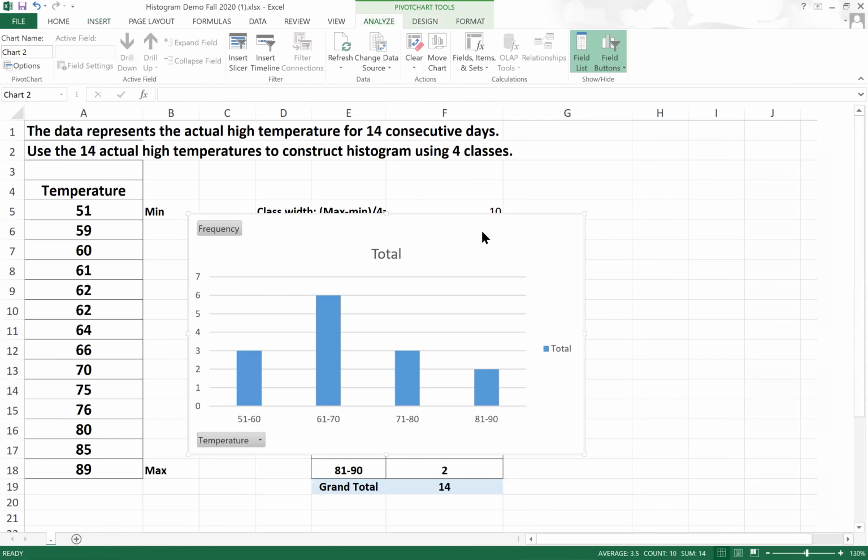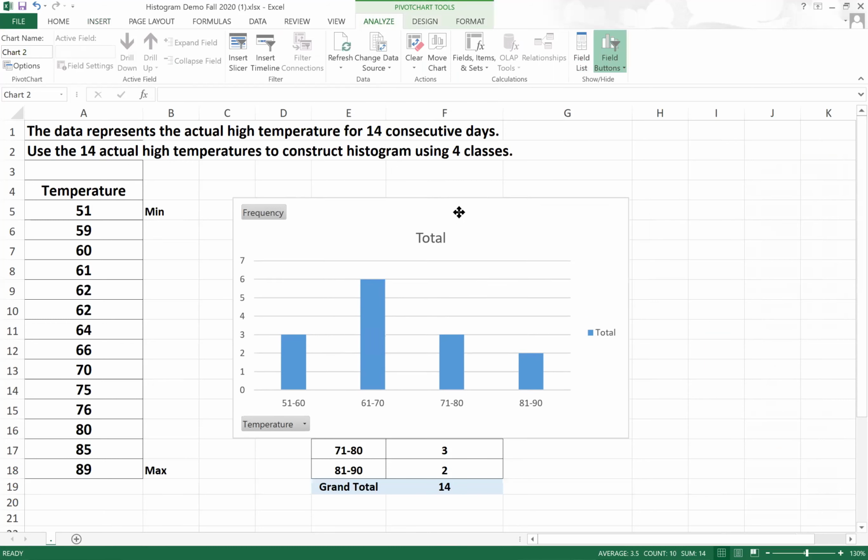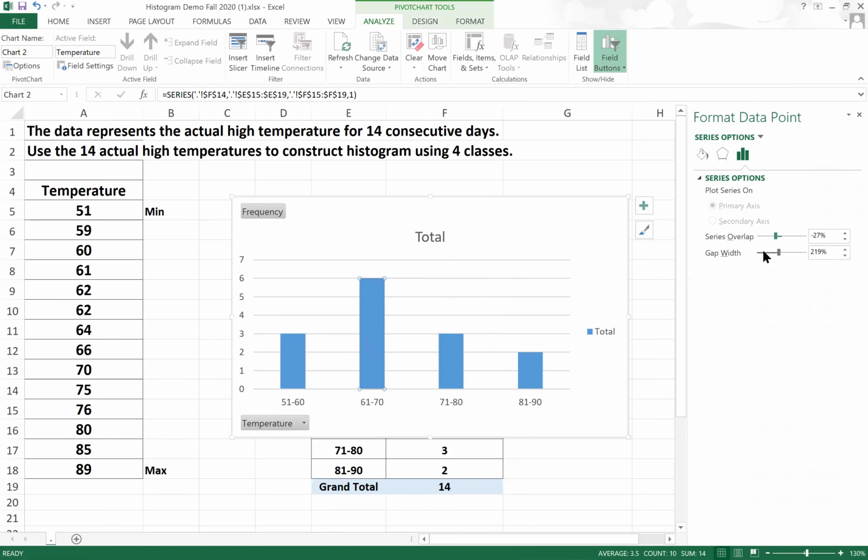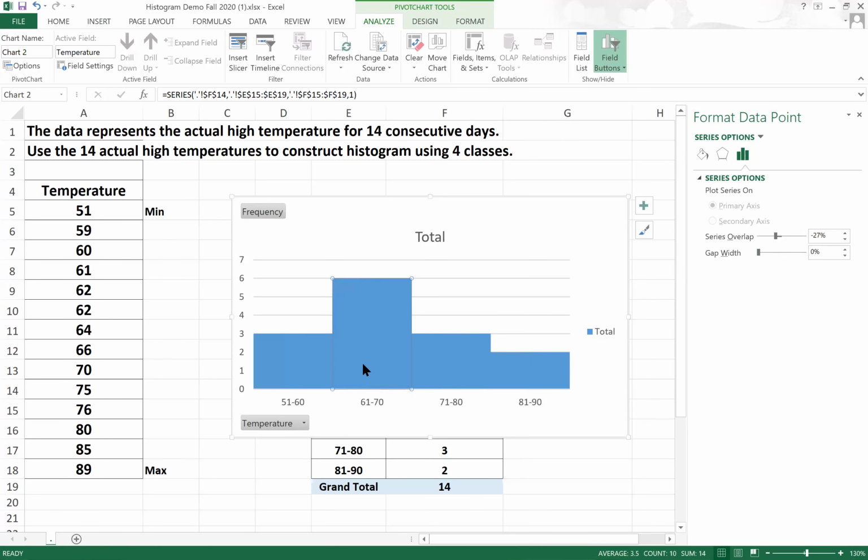Once you have that, we still have a couple of things to do. We still have to resize it, because we don't want a gap between these. If you highlight any one of these rectangle boxes and right click on it, select Format Data Point. This option will pop up on the side, and then you just reduce the gap width to 0%. Now you see they all come together.